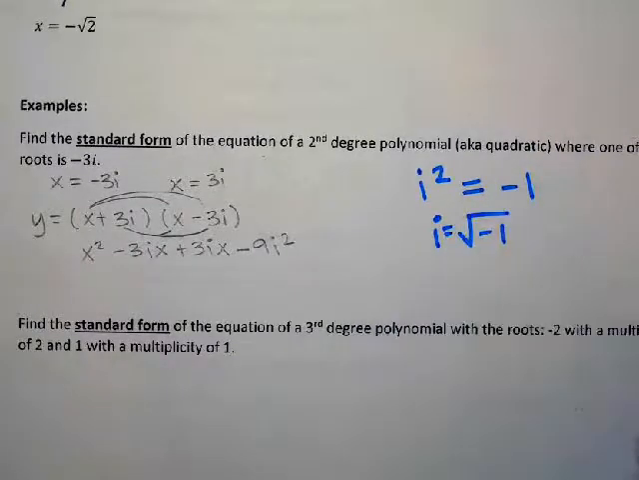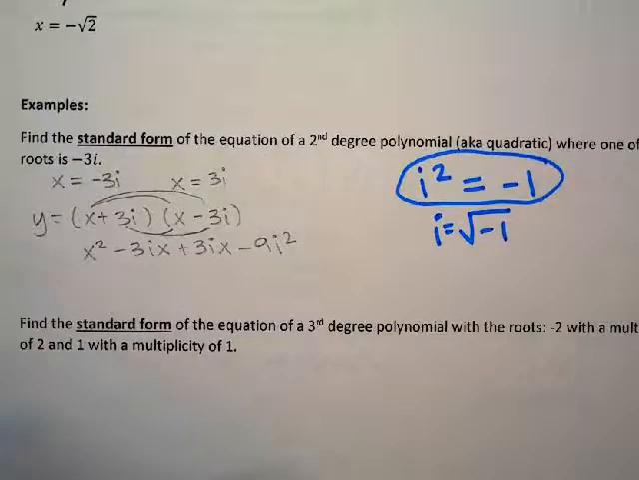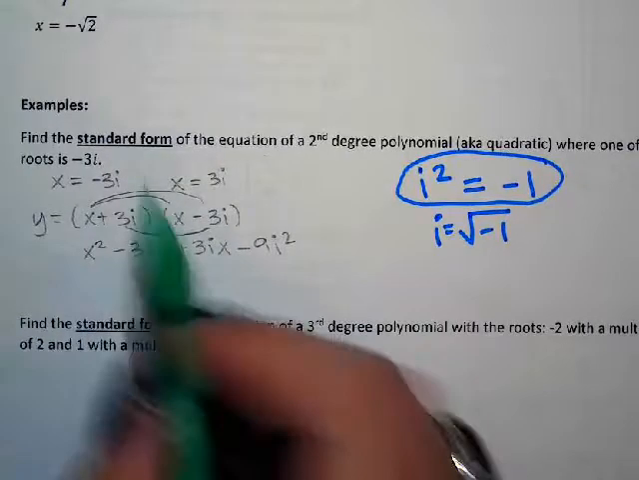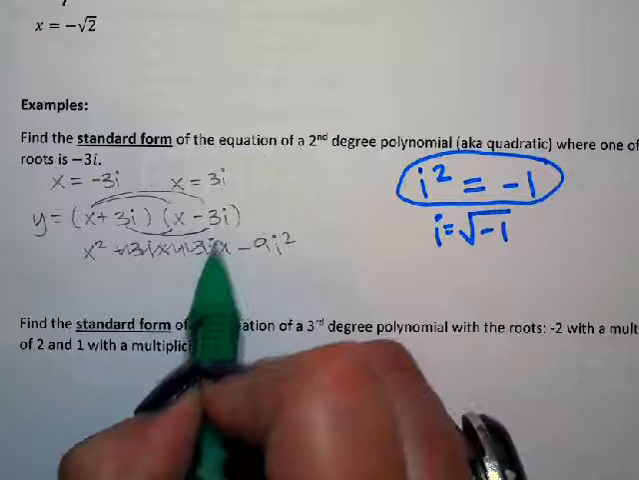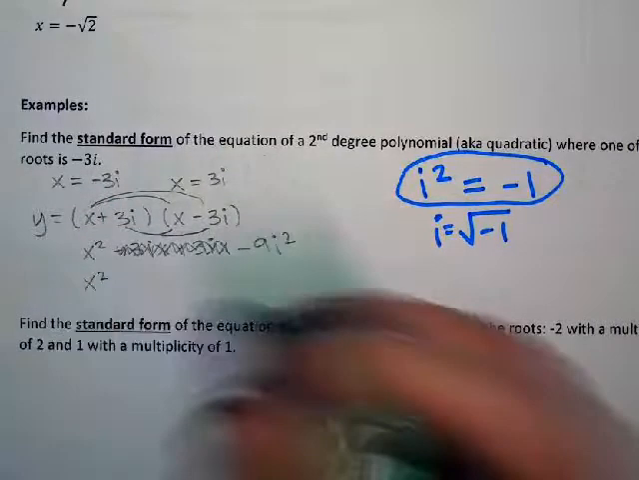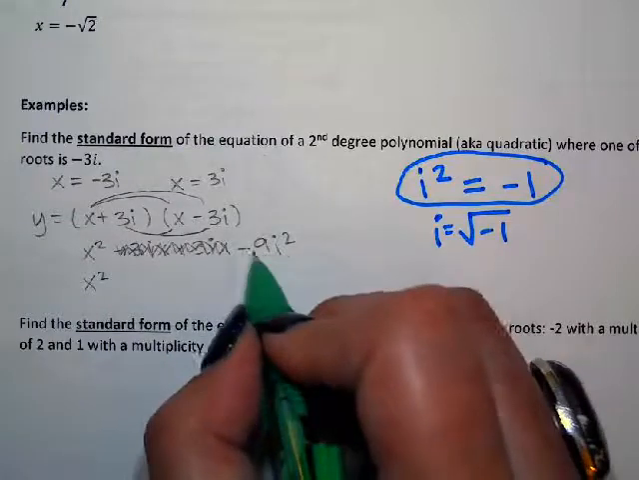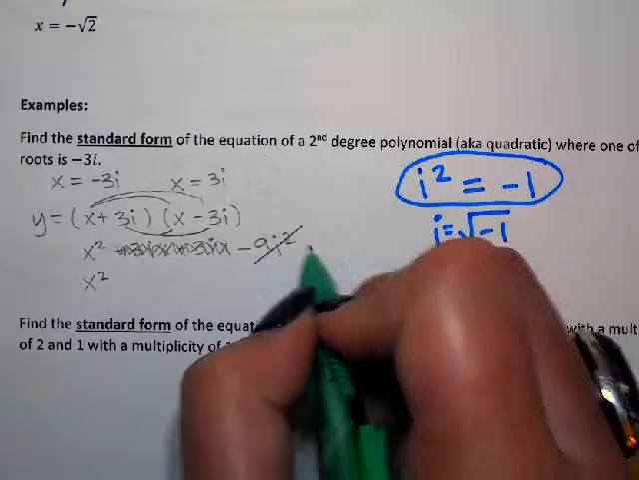Okay, so let's say the nasty stuff cancels out. So this is gone. That's gone. Okay. So we have x squared. Negative 9 times negative 1 is what? It's just positive 9, so that becomes a positive 9. So we have x squared plus 9.